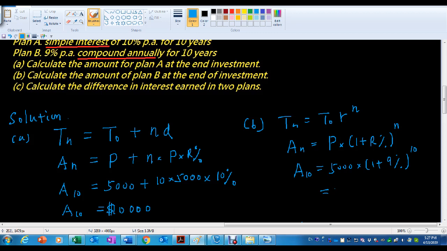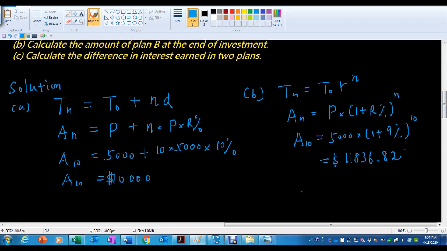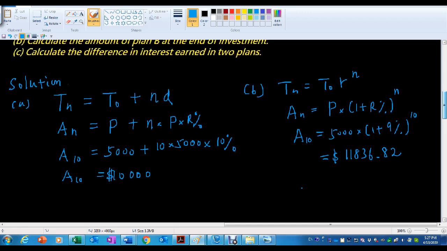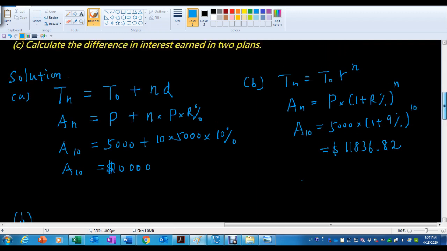Okay, so the amount will be... I corrected to 2 decimal places. So when you compare, of course, plan B will give you more return. So how could we calculate the difference in interest earned? Of course we know that the principal are the same, so the difference between two amounts would be the difference in the interest earned, right?